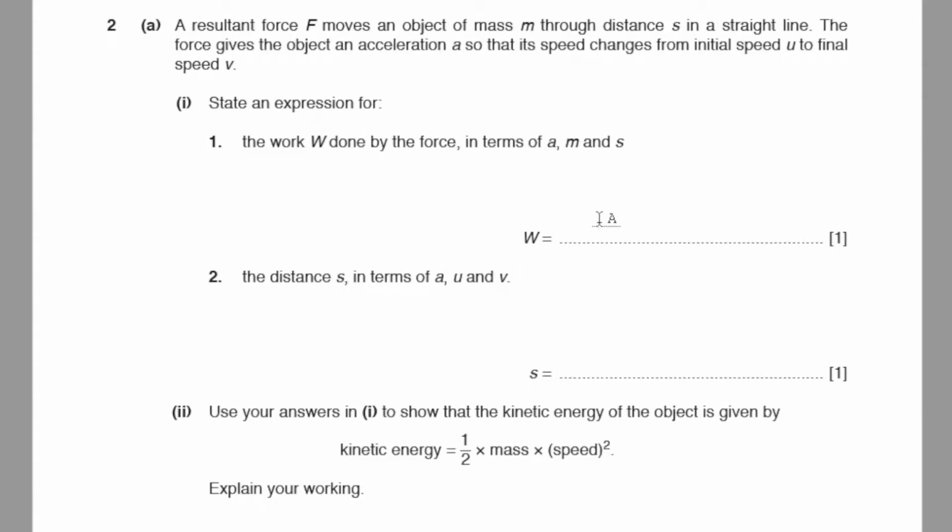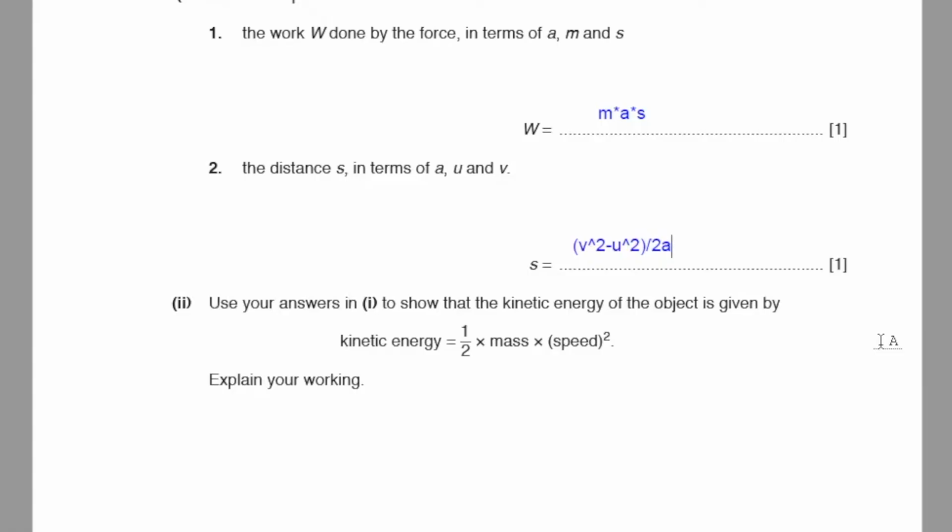So work done is equal to force into distance, and force is equal to mass into acceleration. So in short, work done is equal to mass into acceleration into the distance s. The distance s in terms of a, u, and v. So this is s is equal to, we'll be using the formula v square is equal to u square plus 2as, and we'll be rearranging the formula making s the subject of the formula. So this becomes v square minus u square divided by 2a. This is all in terms of a, u, and v.